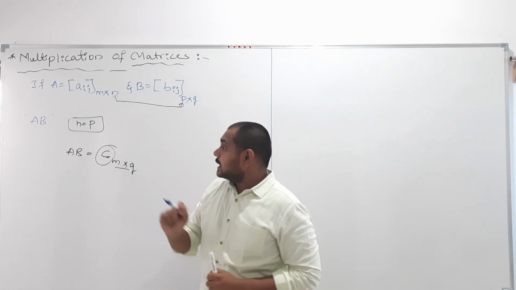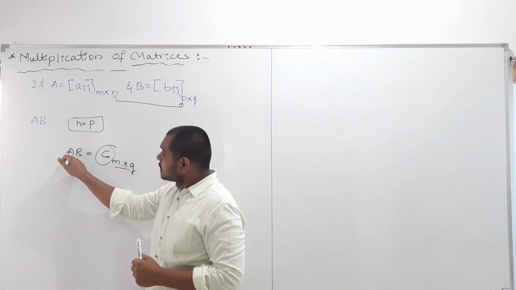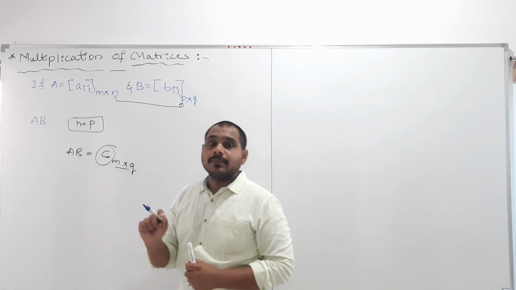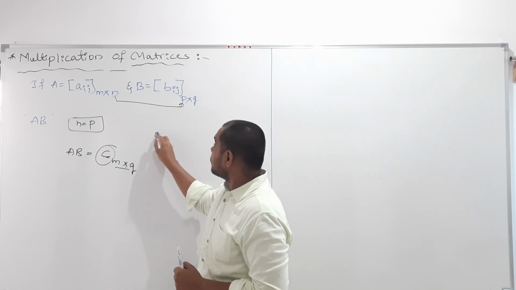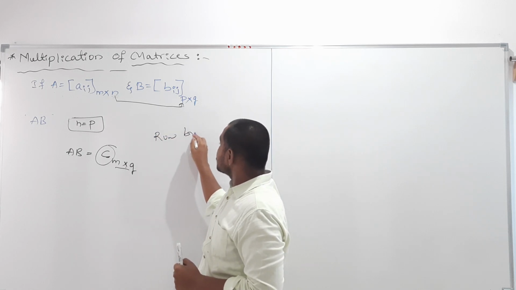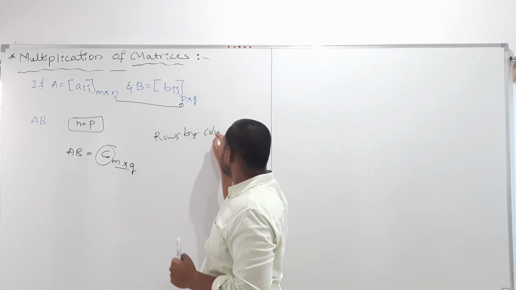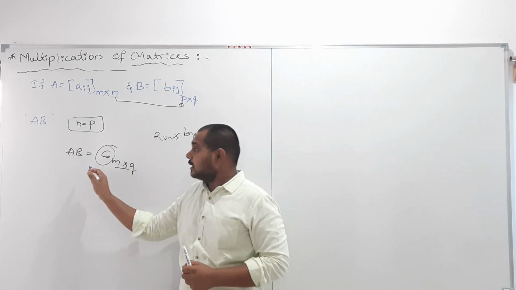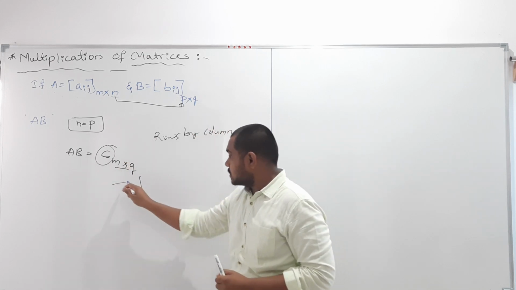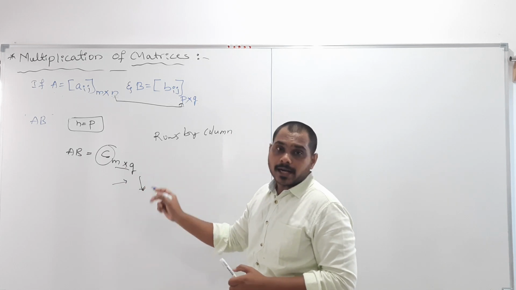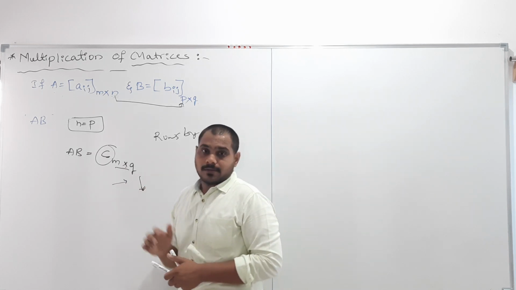And the multiplication of these two matrices is done by multiplying rows by columns. So how we should multiply, that I am going to discuss taking one example.